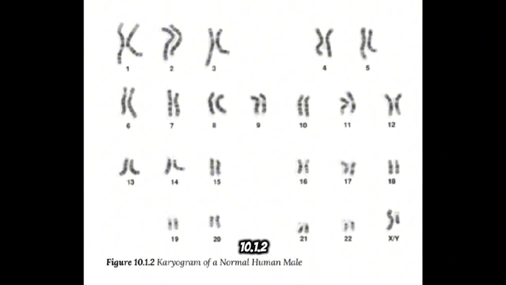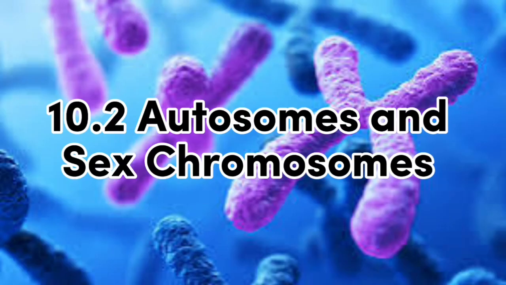Figure 10.1.2 shows that most of the chromosomes in humans are present in two copies. Each copy has the same length, centromere location, and banding pattern. As mentioned before, these are called autosomes. However, note that two of the chromosomes, the X and Y, do not look alike. These are sex chromosomes. In mammals, males have one of each while females have two X chromosomes.